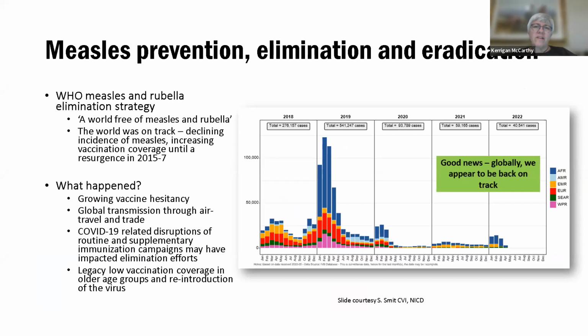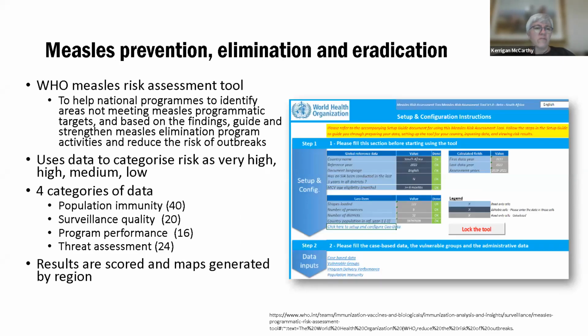The world has been doing reasonably well. If you look at this graph over here showing the number of cases of measles globally since 2018, you can see that despite a resurgence in 2019, we were doing pretty well up till 2022. However, we know that COVID-19 has disrupted routine and supplementary immunization campaigns, and in South Africa, we struggle with the legacy of low vaccination coverage in older age groups, and therefore the risk of reintroduction of measles may lead to an outbreak. The WHO has helped us by allowing us to complete a measles risk assessment tool.